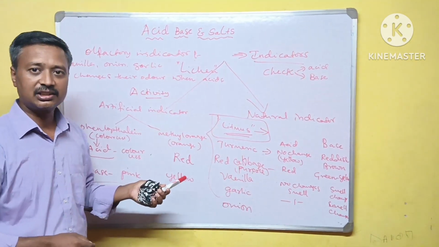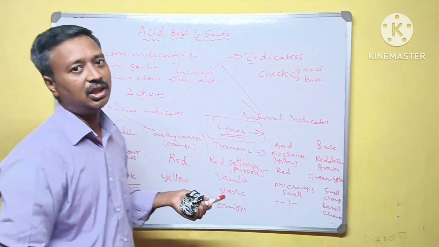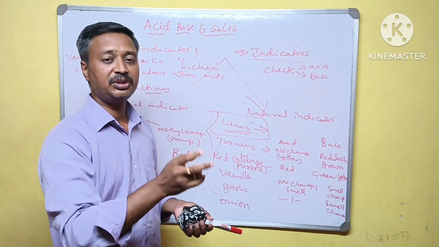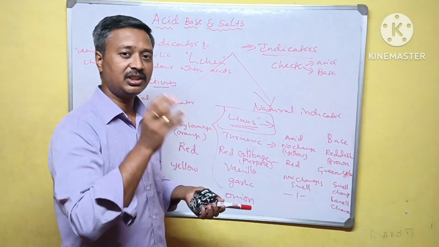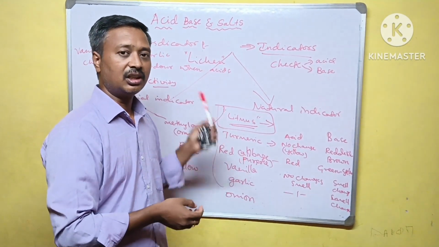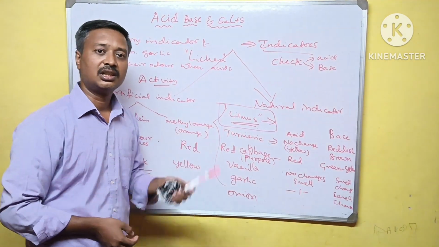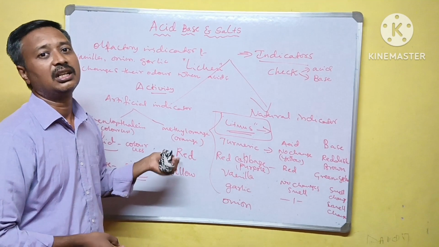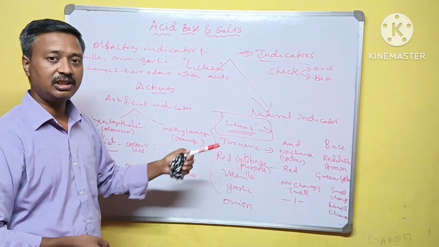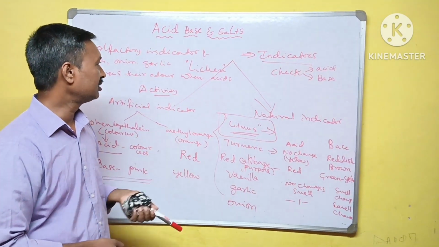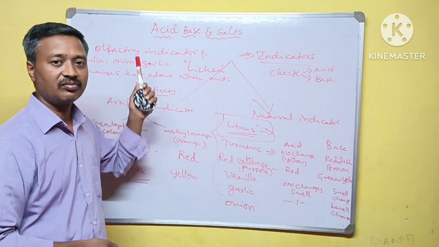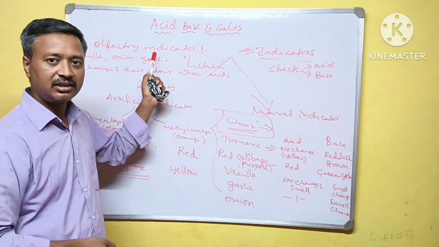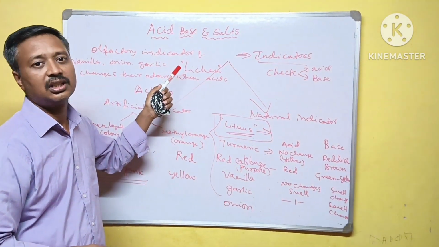In today's class, we discussed the differences between acids and bases, the types of acids, then what indicators are, types of indicators, and color changes in the lab with acids and bases: litmus, natural indicators, and then olfactory indicators.